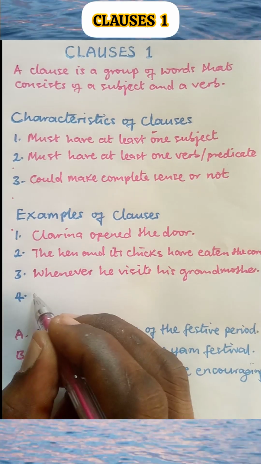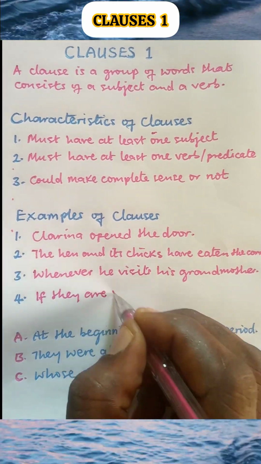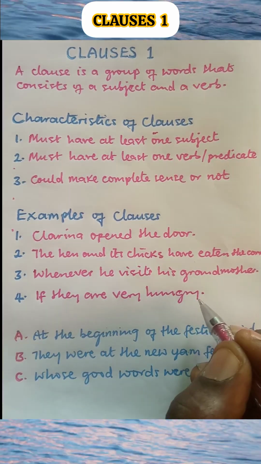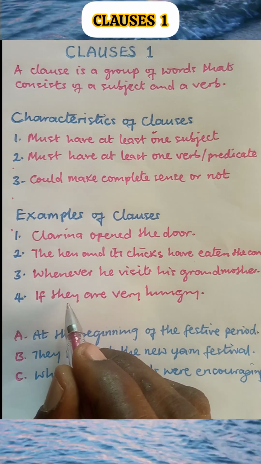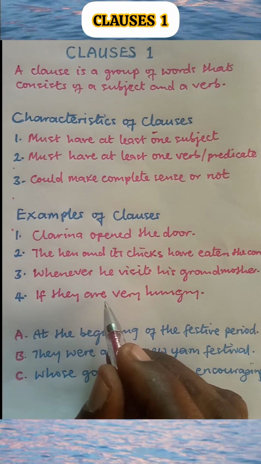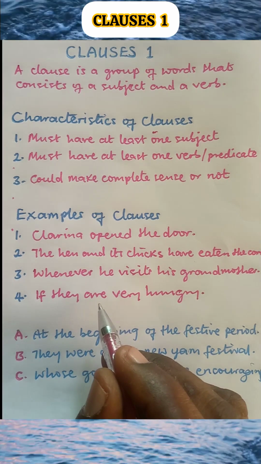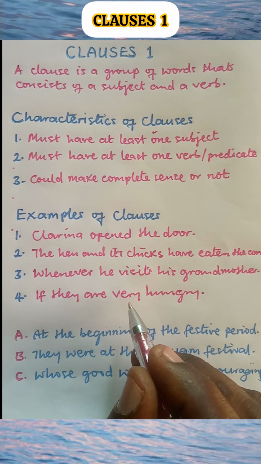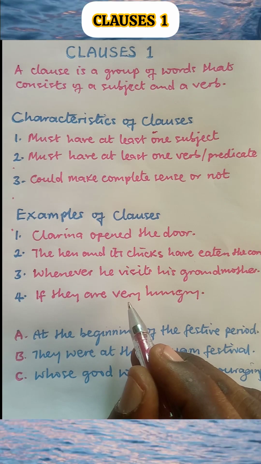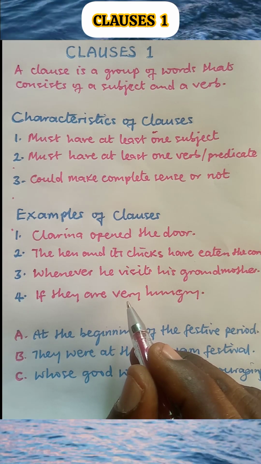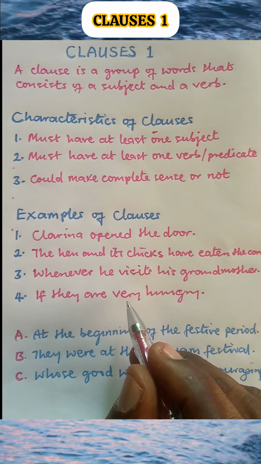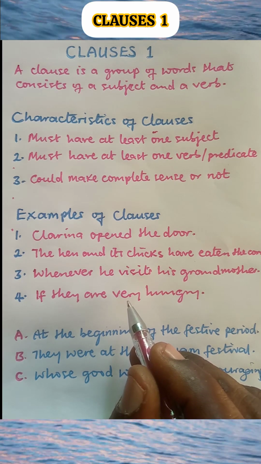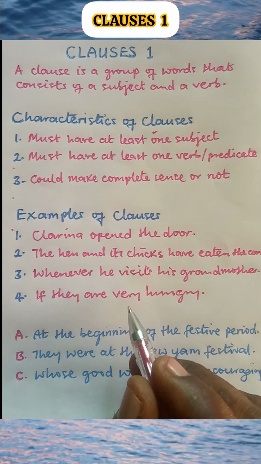Let's look at number 4. If they are very hungry. We also have a subject here, which is they, and a verb, which is are. But this group of words does not make sense either. It's an example of a clause that doesn't make complete sense. Now, you should already have noticed that the most important elements that make a group of words a clause is the presence of a subject and a verb.